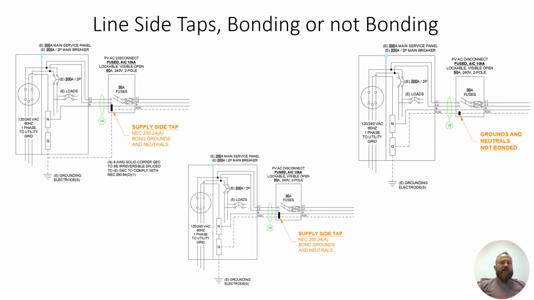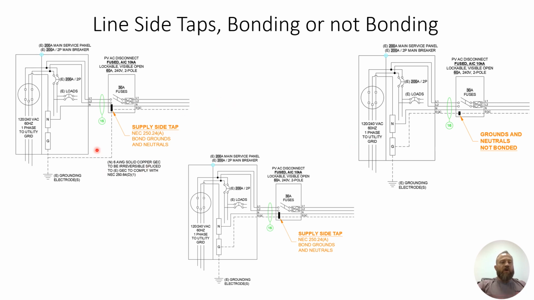In this slide I wanted to go over line side taps, bonding or not bonding. It kind of depends on where you are in the United States. So if you're a traveling crew, it's really important to pay attention to the plan set because we have 3 different options that we use across the US.